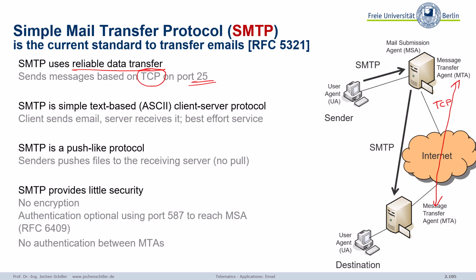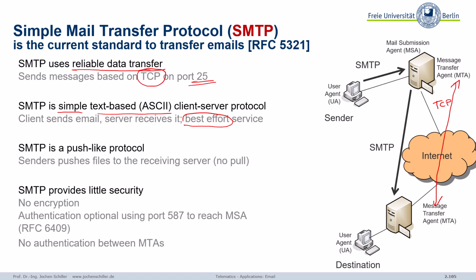So the content delivered by SMTP, again, is simple. It's text-based. It's a client-server protocol. So the client sends something, the server receives it and gives back some OKs, etc. As we will see, it's all best effort. So SMTP is push-like. Why? Because the client initiates this, setting up the connection, pushing the email over to the next server. It's not the case that the server tries to pull email from another system. So no, you push the messages through the network.